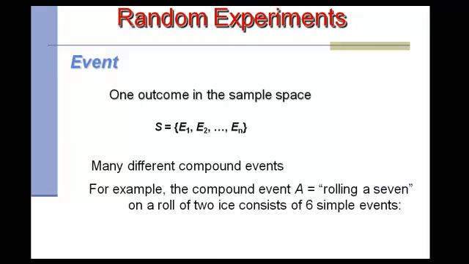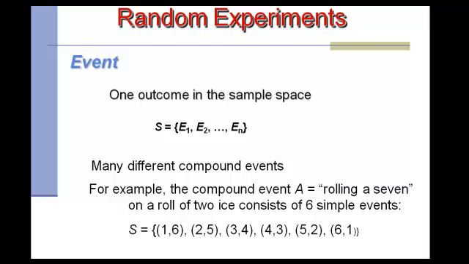And there are 6 possible different ways we could roll a 7. We could roll a 1 and a 6, a 2 and a 5, a 3 and a 4, a 4 and a 3, a 5 and a 2, or a 6 and a 1. So where it says ice there, it should say dice. But anyway, there are 6 different ways to roll a 7 when we roll 2 dice. So that means that the probability of rolling a 7 is, well, what is it?